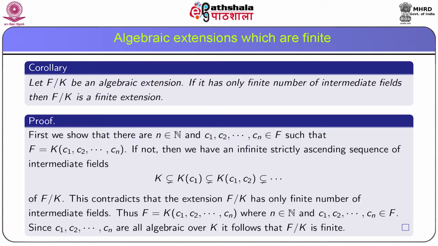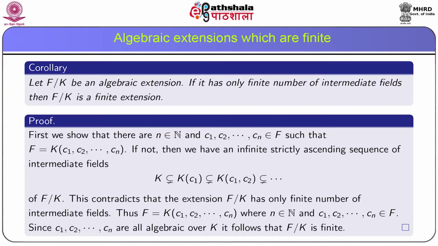Now, our next characterization of the algebraic extensions is that if F by K is an algebraic extension and it has only a finite number of intermediate fields, then the extension F by K is a finite extension. To prove this, first we show that this extension F is of the form K(C1, C2, up to Cn) for some natural number n, and C1, C2, up to Cn belonging to F.